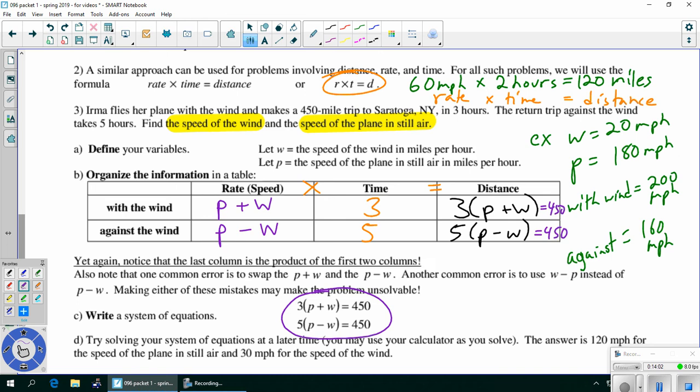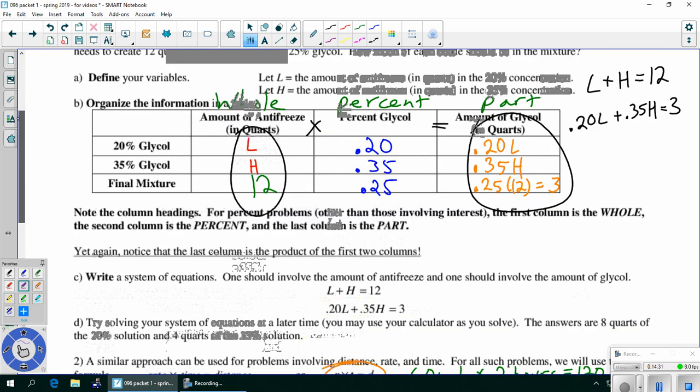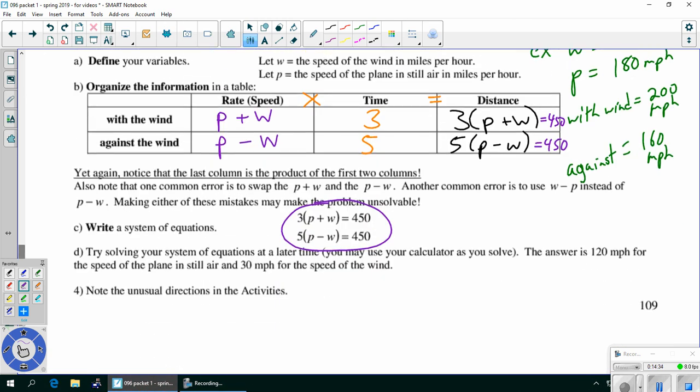So a couple of observations about this problem, this kind of traveling problem. First of all, this is the only problem where that first column isn't just the straight up variables. You don't put P in one spot and W in the other spot. With these problems, it is always P plus W and P minus W, and it's the only one where it's not just the variables. Like up above, it was just the L and just the H in this column. Was that the problem above? Yeah, L and H.